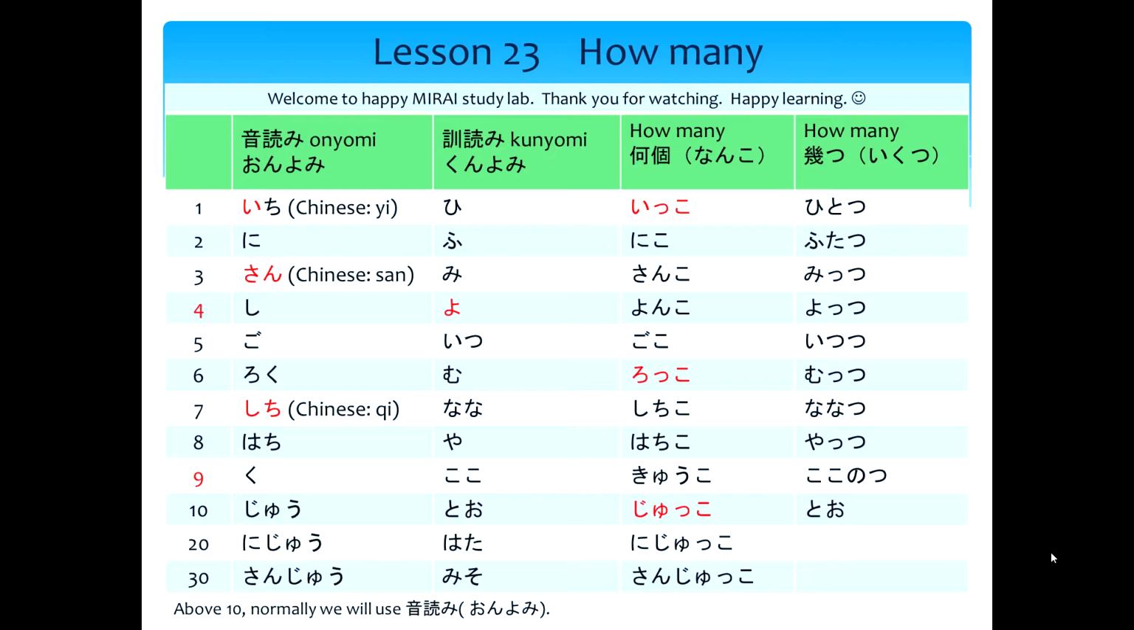San. Number four, shi. Number five, go. Number six, roku. Number seven, shichi. The Chinese seven is qi, so you can see that after they created the Japanese pronunciation, they changed it a little bit. Shichi.